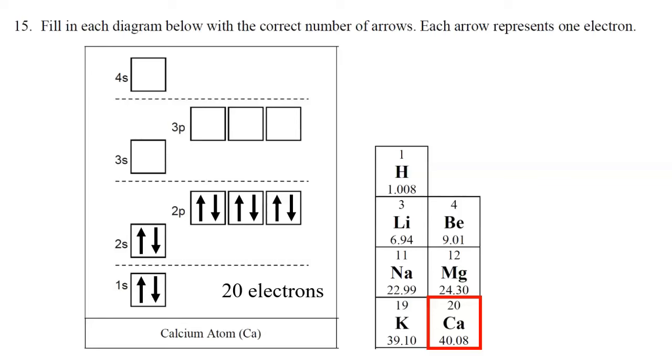I'm up to level 2. 11, 12, 13, 14, 15, 16, 17, 18. Now I get to that last box in that diagram, 19, 20. So all of these boxes were filled, and that's a total of 20 electrons.